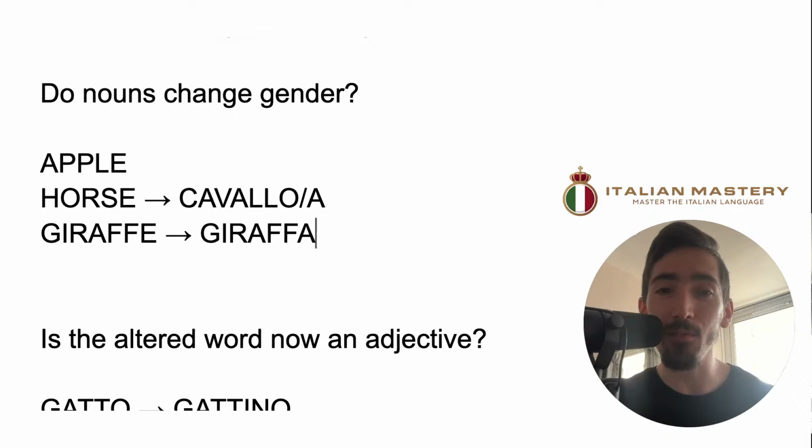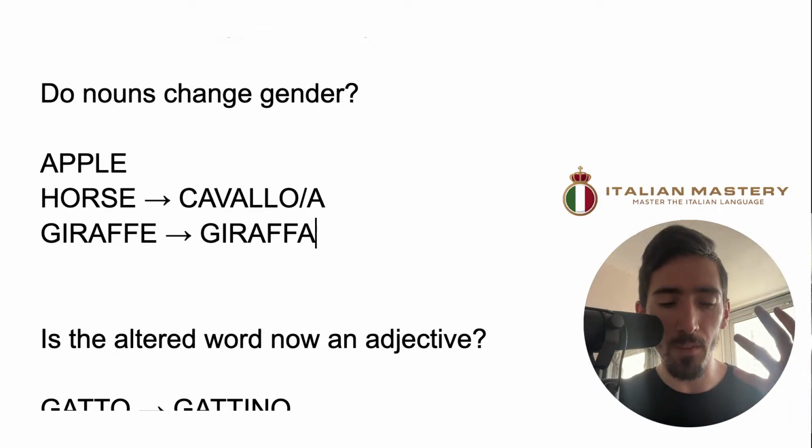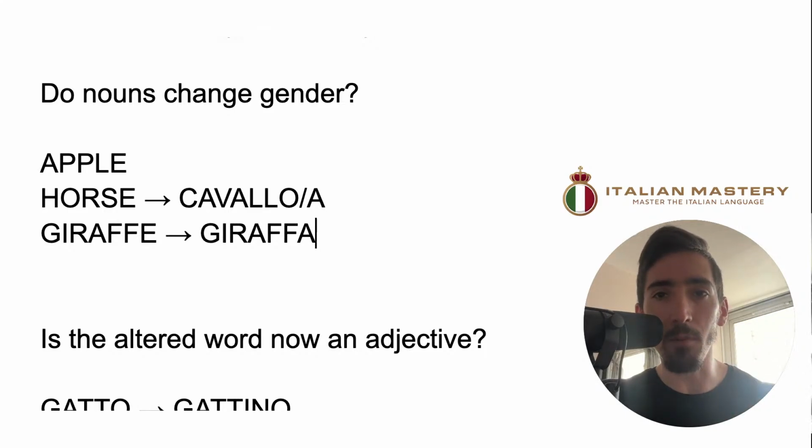So sometimes nouns can take one or two genders, male or female. Sometimes they stick to the gender that they have as primary gender. For example, giraffe is female. End of story. And a hippo would be ippopotamo, and it would just be male. And it would be very strange to hear it otherwise.